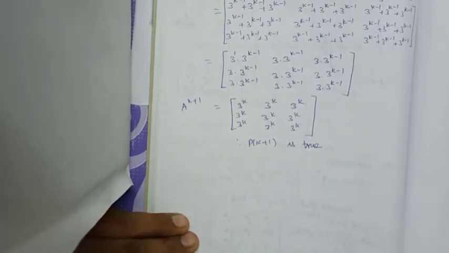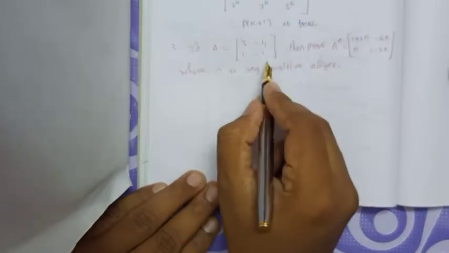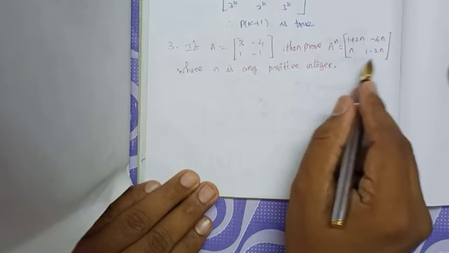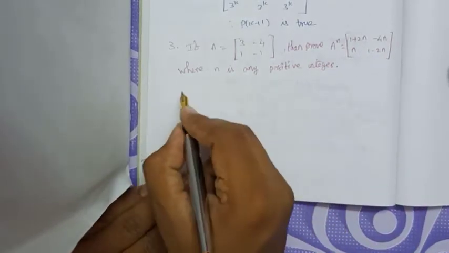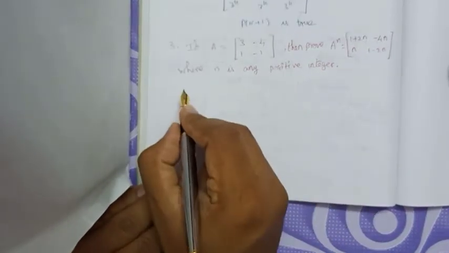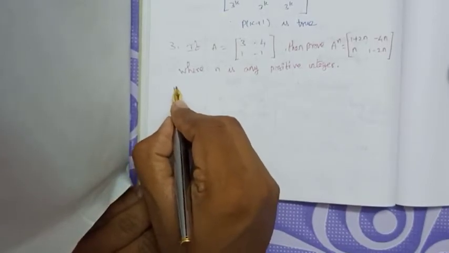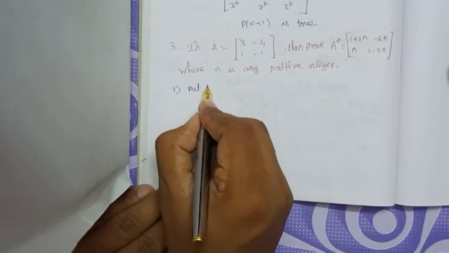Okay. The third sum: A equal to the 2 by 2 matrix, then prove that A power n equal to this matrix, where n is any positive integer. This sum also we prove by the principle of mathematical induction. So we know, what is the first case? Put n equal to 1.